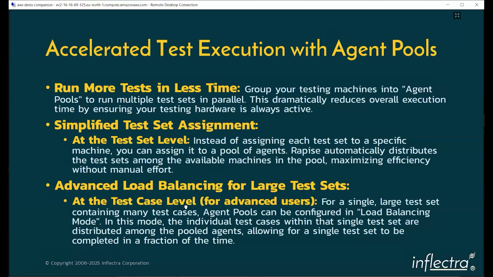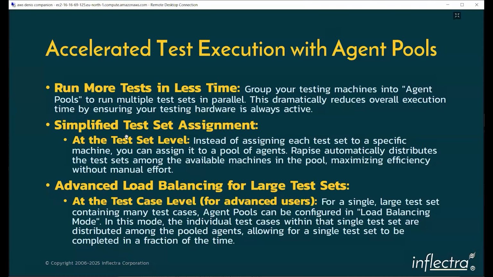There is another mode of agent pools, which is called load balancing mode. It is for the cases when you have one giant test set that has a lot of test cases in it. You may enable load balancing inside rapise-launcher. In this case, one giant test set will be distributed between several machines in your agent pool, and they will start running test cases in parallel. And of course, they will finish executing this test set earlier than Rapise would do with the previous version, 8.4.